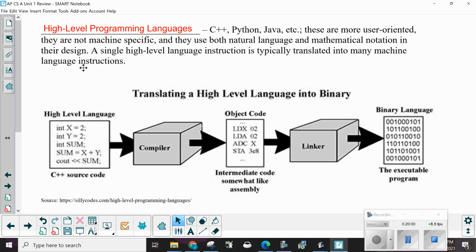High-level programming languages such as C++, Python, Java, etc. are much more user-oriented. They are not machine-specific, and they use both natural language and mathematical notation in their design. A single high-level language instruction is typically translated into many machine language instructions. This goes through a compiler, which creates object code. It's an intermediate code, somewhat like assembly code, that goes to a linker that creates binary or executable code.